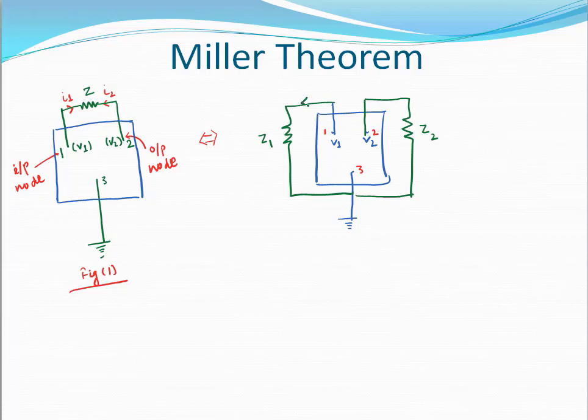So the current flowing through this would be Z1 I1. Current is flowing across this is I1 and this would be I2, and this is figure 2.